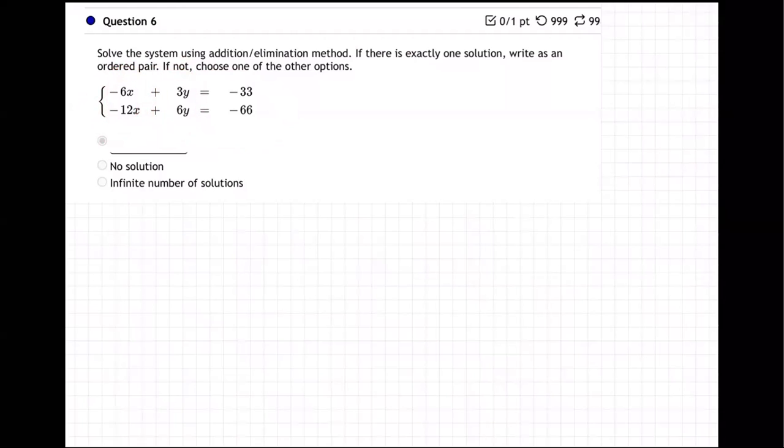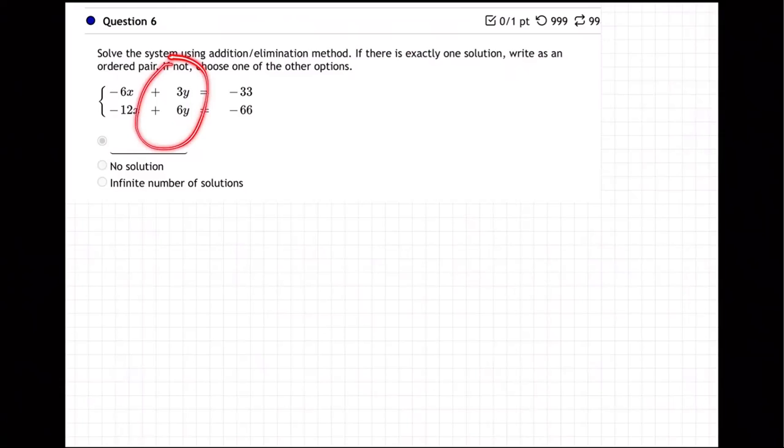You want to make them opposites so that when you add them, that letter will cancel, become zero, and go away. Because you want to get rid of one of these letters. We can't handle both letters at the same time. We want to get one of them to drop out so that we only have one letter left, and then we can solve for that letter that remains. So we've got to get one letter to cancel out, eliminate. To do that, we've got to make them opposites.